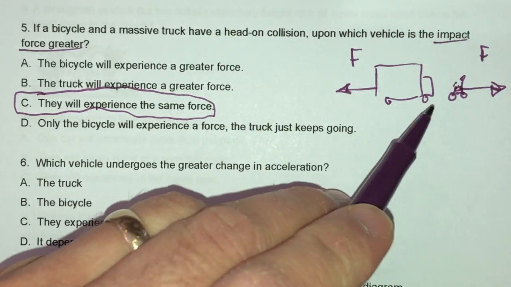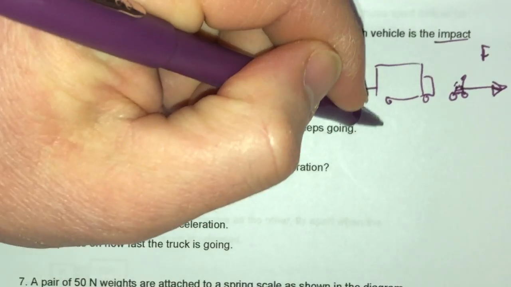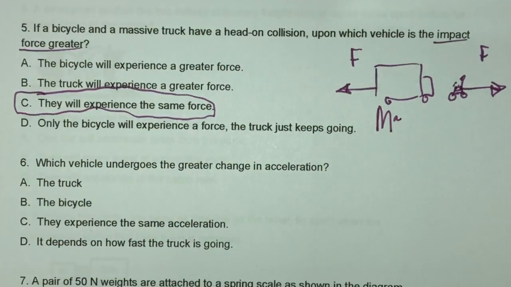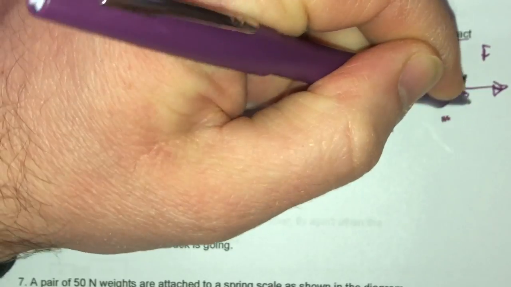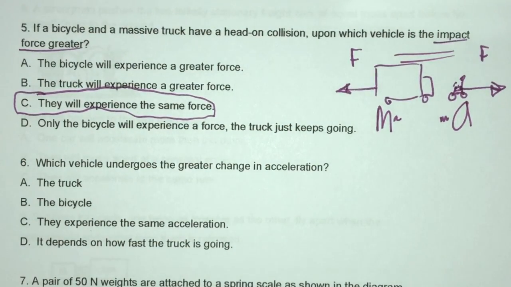Again, the effect is going to be much different. The bicycle will slow down the truck a little bit. Big mass, small acceleration. Little mass, big acceleration. But the forces are the same.